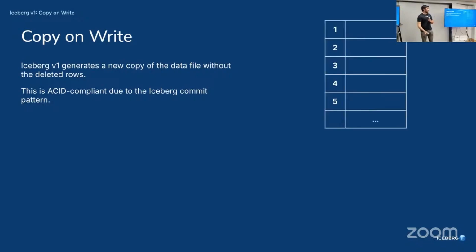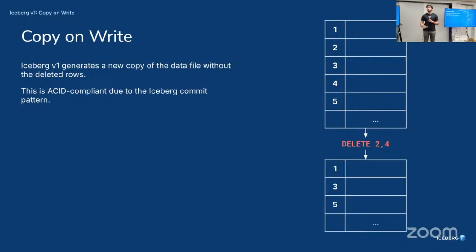Let's do an example of how copy on write works. Let's say I have some arbitrary table, and we're just looking at the first 5 rows within this. If I want to run a command to delete rows 2 and 4, I simply generate a new copy of this file without those rows. And this new file gets saved and tracked in the latest Iceberg metadata version, and I do the update via the catalog.